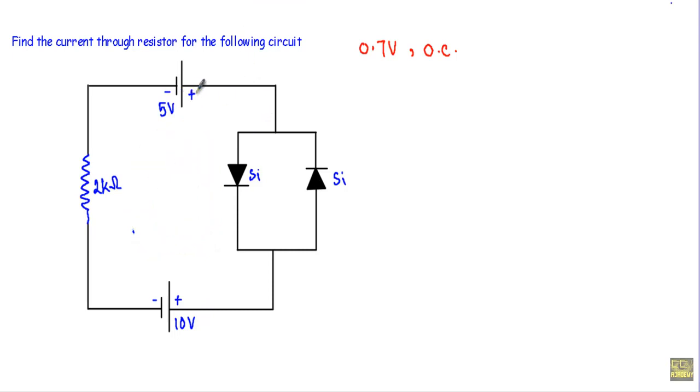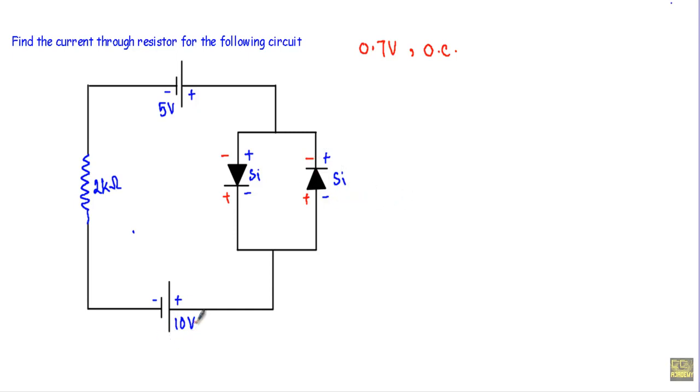See, the positive terminal of this 5 volt source is connected with the P side of this silicon diode and the N side of this silicon diode, and the negative terminal will be connected with the N side of this diode and P side of this diode. Now consider the case of the 10 volt source. You will see the positive terminal of this 10 volt source will be connected with the N side of this silicon diode and this negative terminal will be connected with the P side of the silicon diode, and the positive terminal will be connected with the P side and the negative terminal will be connected with the N side of this diode.